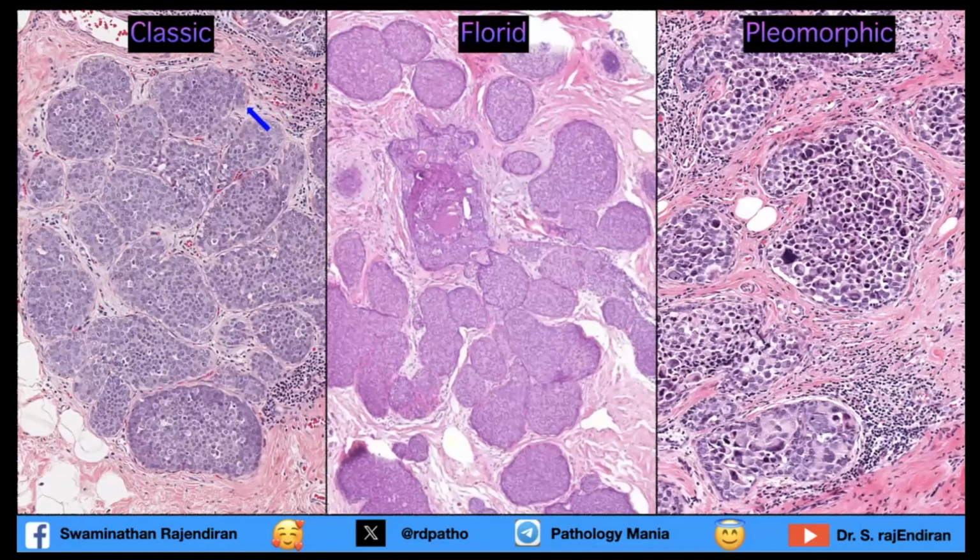And this composite picture tells you the difference between classic, florid, and pleomorphic LCIS. See the classic LCIS, more than 50% of the lobules are involved. But the stroma is present in between the dilated acini. Whereas here, the florid, this is one lobule, you never see any stroma. The acini are markedly distended, and they are very large. No stroma in between the acini. So this is florid. Whereas here, take the smallest cell and take the largest cell, the nuclear difference is more than 4 times the size. So this is a pleomorphic LCIS.